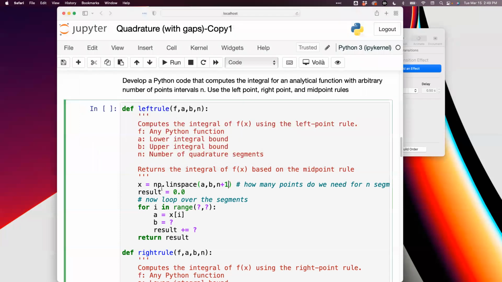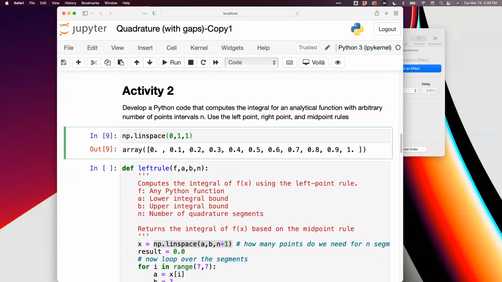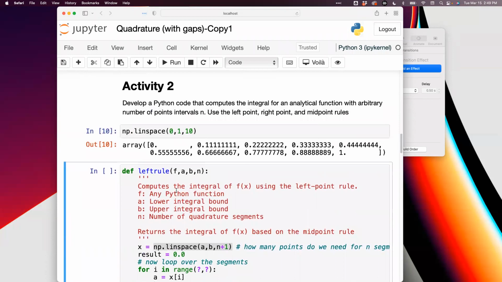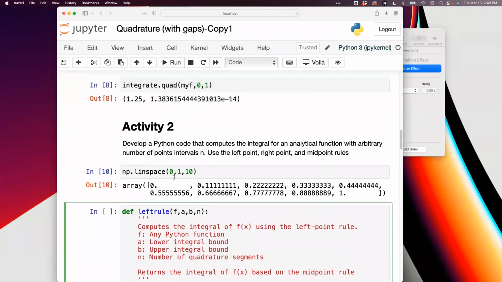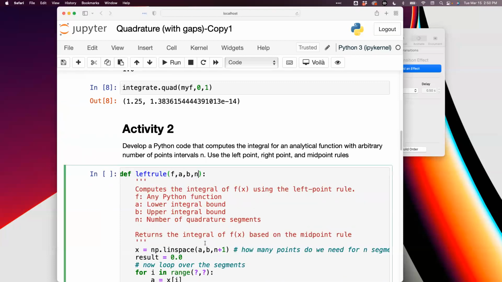If you're in doubt, go ahead and print it out. So if you take linspace, let's say from 0 to 1, and you want 10 segments. If you put 10 here, you're not going to get 10 segments. You'll get first segment between 0 and 0.11. So 1 segment, 2 segments, 3, 4, 5, 6, 7, 8, 9 segments. You didn't get 10 segments. So to get 10 segments, you need n plus 1. So you put 11, and now that will give you 10 segments. For n segments, you need n plus 1 points.